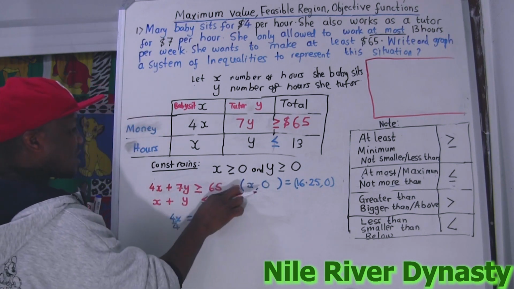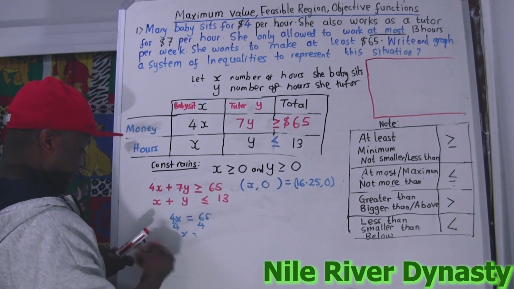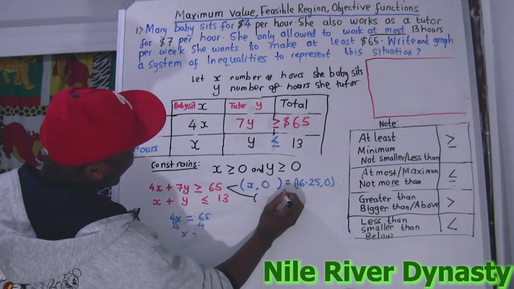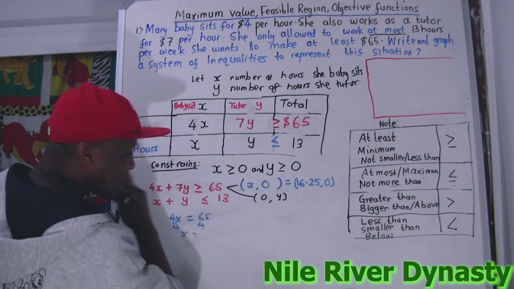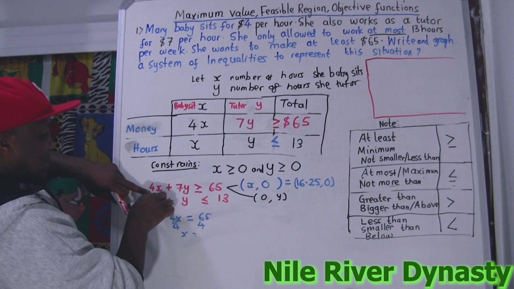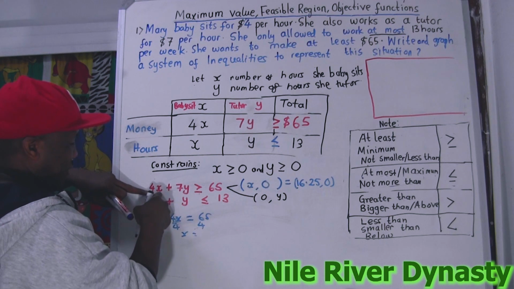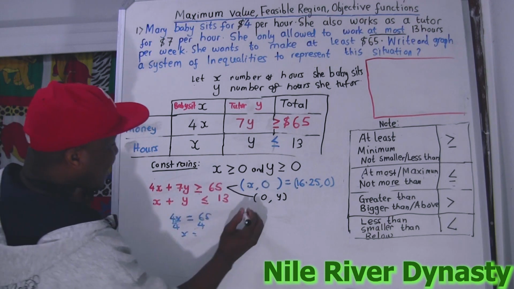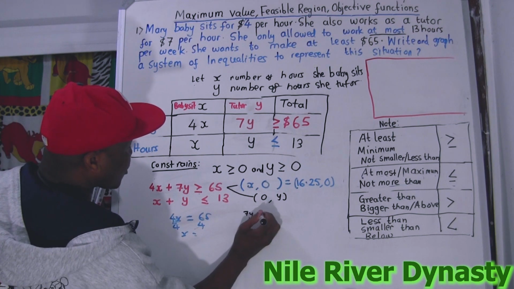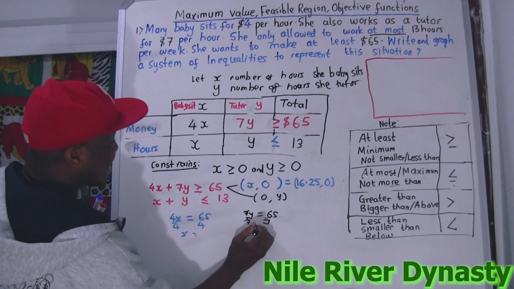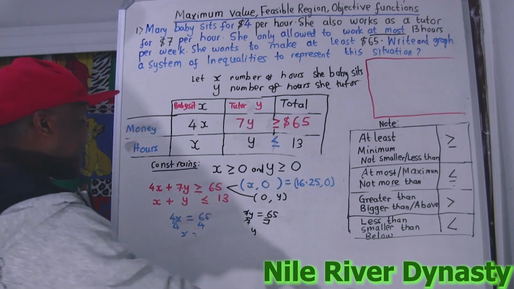Now we have to use the same equation to get the y-intercept. We got the x-intercept from this equation, and from the same equation we get the y-intercept. For the y-intercept, x equals 0. So 4 times 0 is 0, so 7y equals 65. Ignore the inequality. Divide by 7 on both sides, so this and this cancel, so y equals 65 divided by 7.